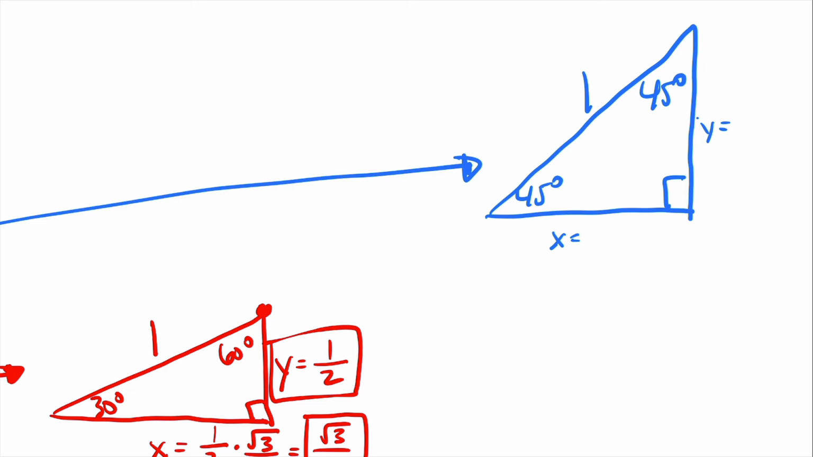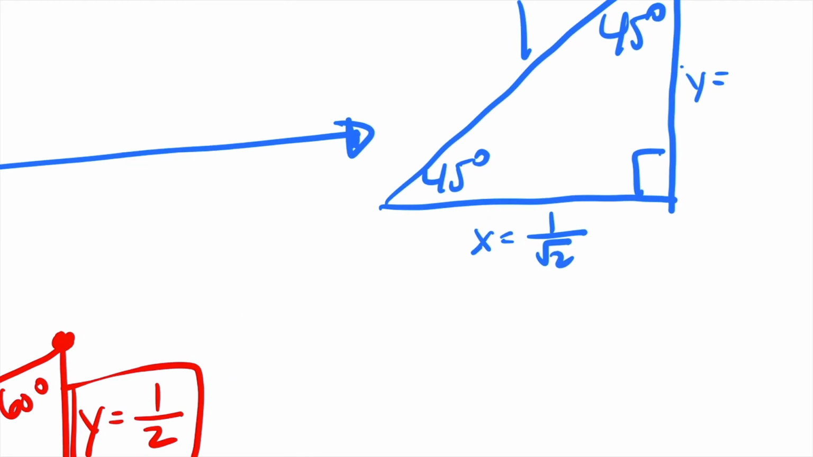Okay. So it said, take your hypotenuse and divide it by the square root of 2. What's the problem there? Square root at the bottom. Well, we know how to fix that. Multiply by the square root of 2.